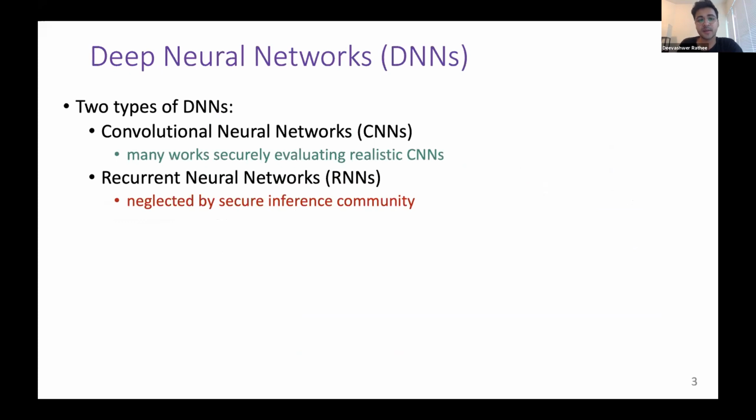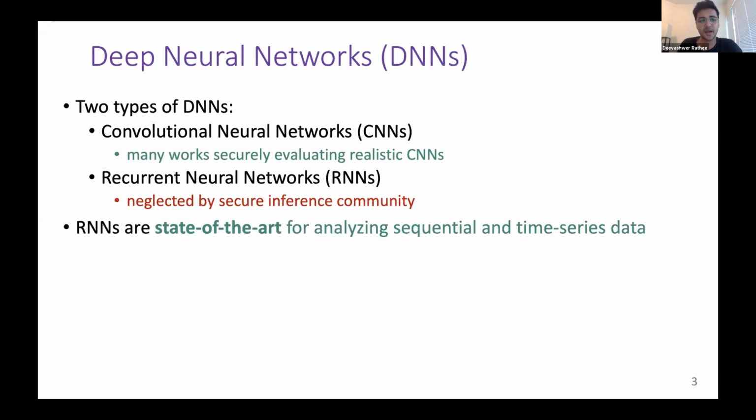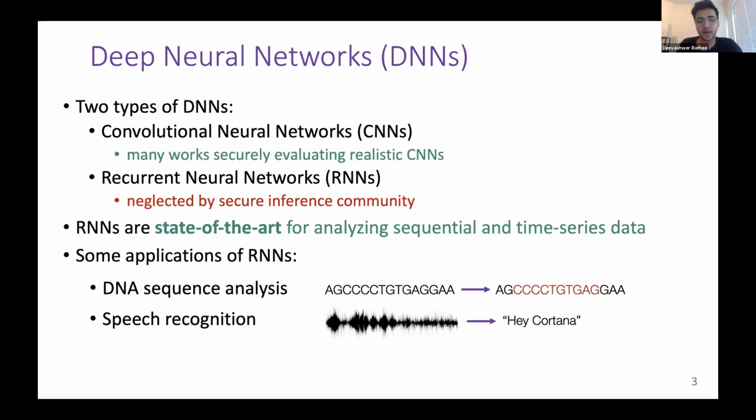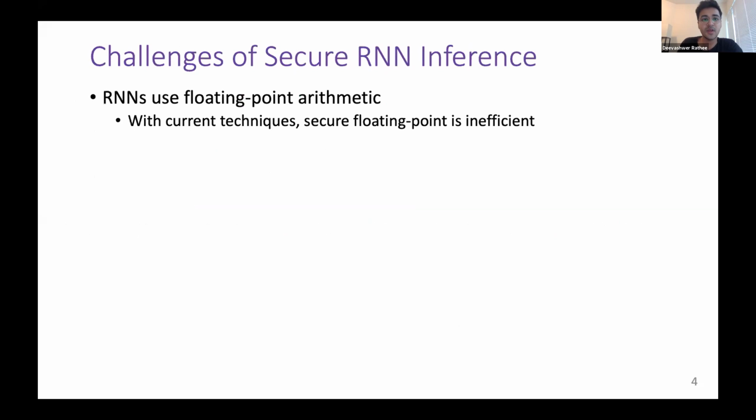Although there are many works securely evaluating realistic CNNs, and quite large CNNs have already been securely evaluated, RNNs have been mostly neglected by the secure inference community. This is not great because RNNs are the state of the art for analyzing sequential and time series data. They also find applications in some privacy sensitive domains like DNA sequence analysis and speech recognition. Okay, so it's clear that secure RNN inference is important, but now let's see what the challenges are in achieving this goal.